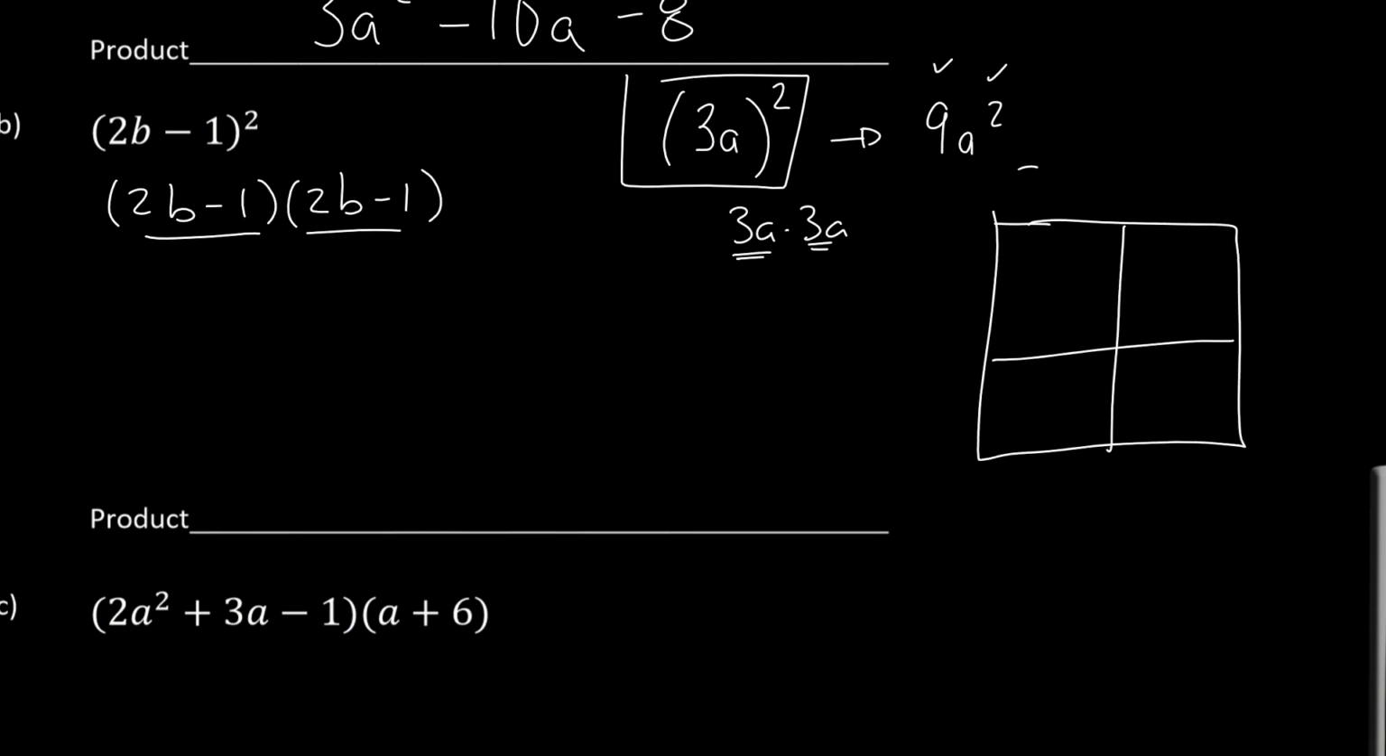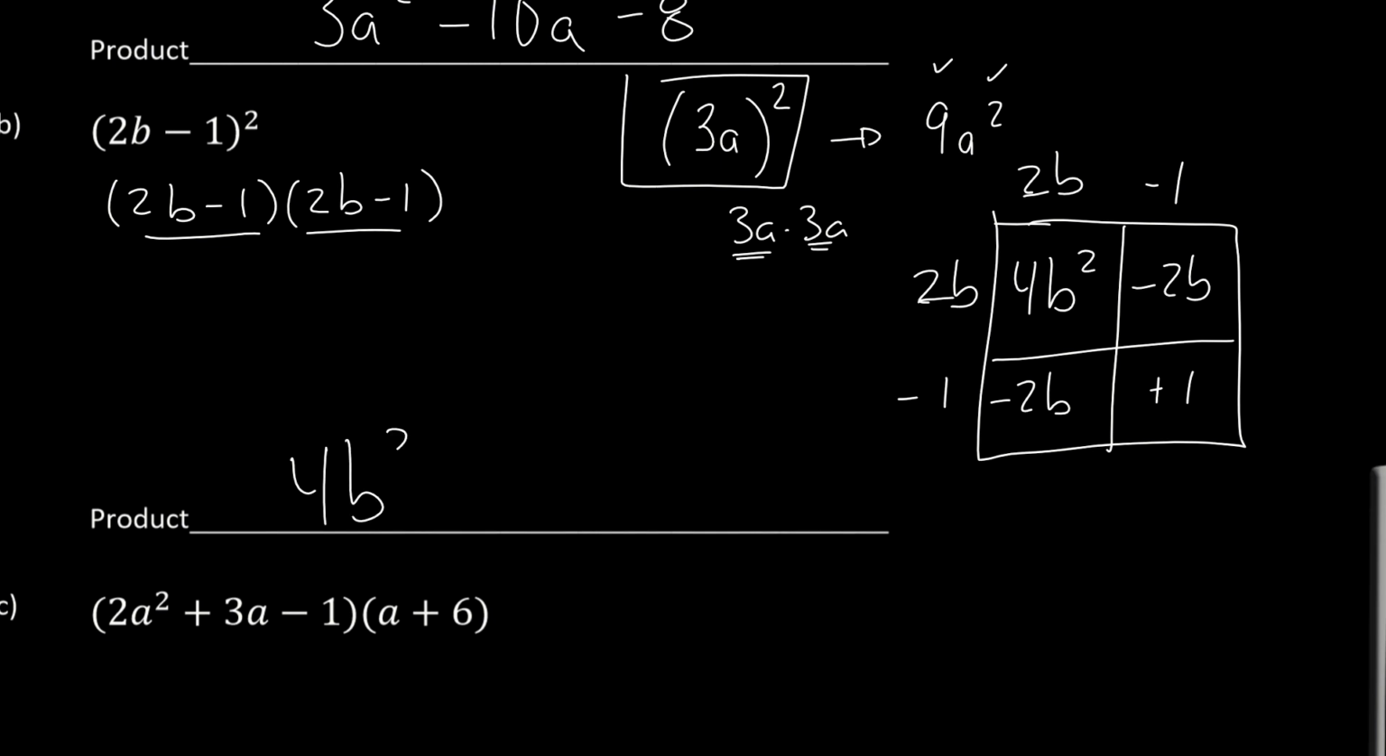But I've got a length that's 2b and a negative 1, and I've got a 2b and a negative 1, and they're exactly the same. This is going to be 4 times b squared. That's a 2b, 2b. 2 times 2 is 4. b times b is b squared. This is going to be a minus 2b, another minus 2b, and this is going to be plus 1. So the product is 4b squared and then minus 4b and then plus 1.